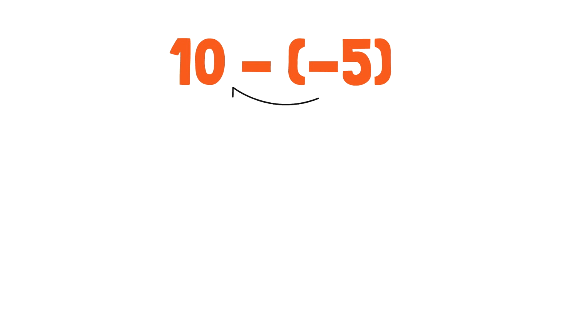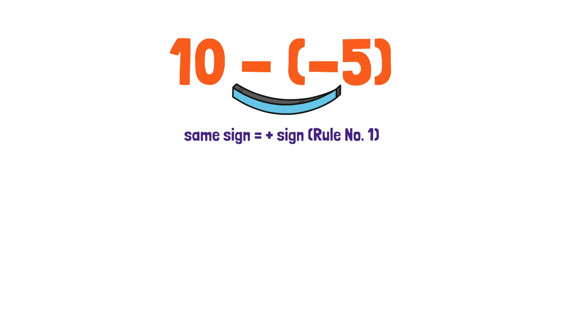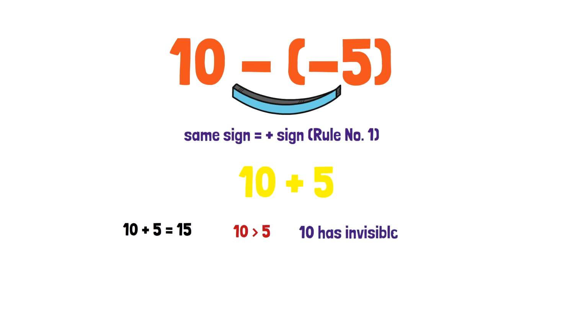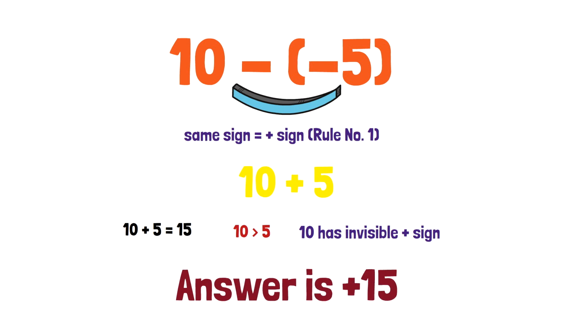Welcome back, friends. Let's solve it together. To let 5 out of the bracket, deal with the outside sign. So there are minus and minus signs. That means same sign. So put plus sign. It can be rewritten as 10 plus 5, that is equal to 15. Now check the greater value. 10 is greater than 5 and actually 10 has an invisible plus sign with it, as we discussed earlier. So put plus sign in the answer. So the answer is plus 15.